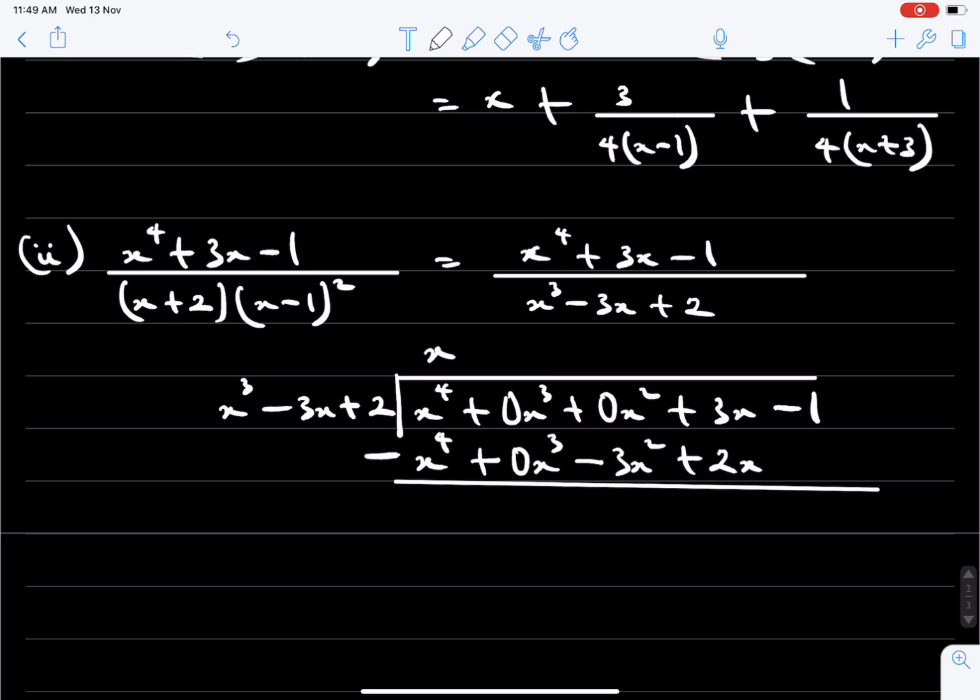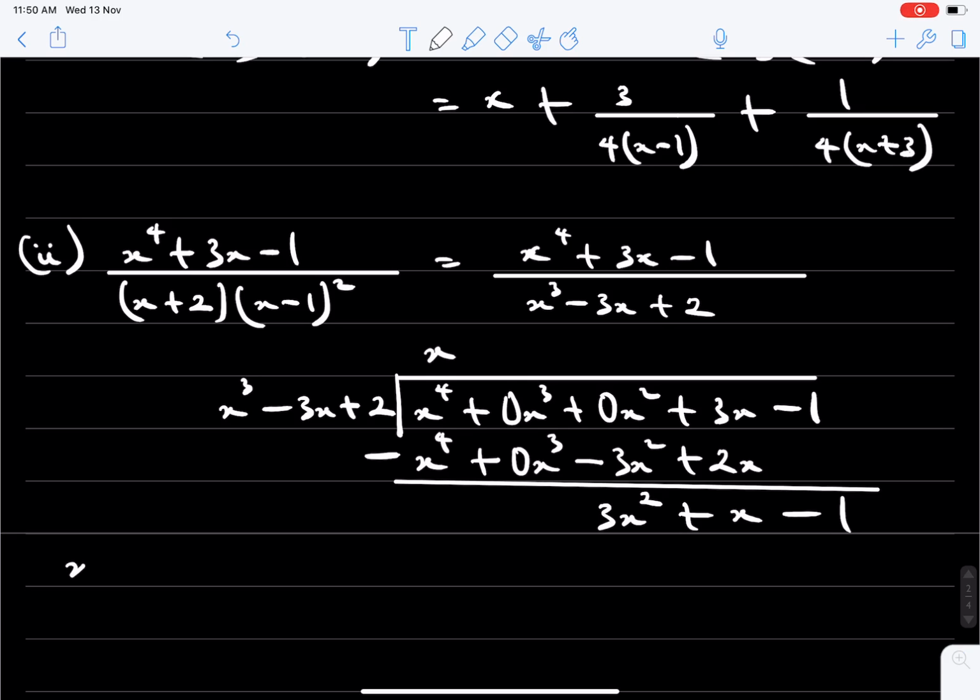Now we subtract. x raised to the power 4 minus x raised to the power 4 is 0. 0x cubed minus 0x cubed is 0. 0x squared minus minus 3x squared is plus 3x squared. And 3x minus 2x is x. And we'll bring down the next term, which is minus 1. x cubed doesn't divide 3x squared, so that's all.